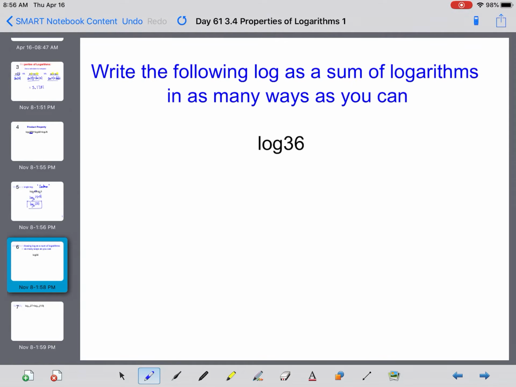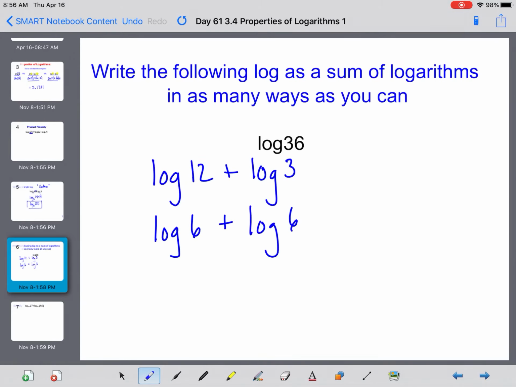All right, this would be a lot more fun if we were actually in a group right now. But go ahead and think about all the different ways that you could write log of 36. Hopefully you had a chance to do a few. You could get mildly creative. Maybe log of 12 plus log of 3, because 12 times 3 is 36.